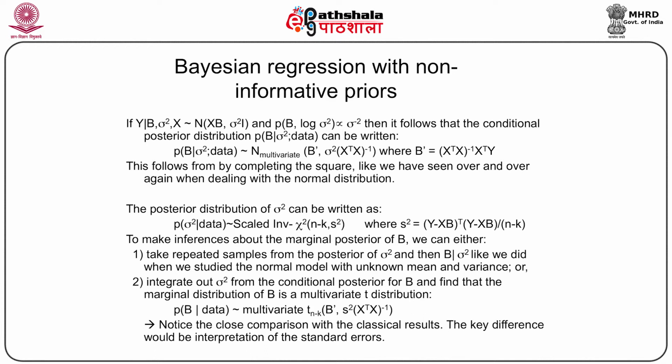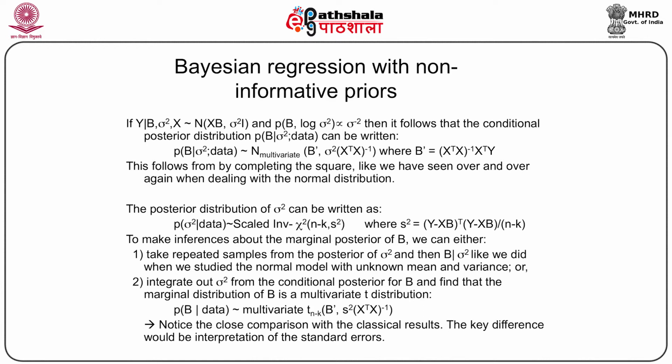The posterior distribution of sigma square, p of sigma square given data, is scaled inverse chi-square with degrees of freedom n minus k and s square, where s square is the residual variance, (y minus xb) transpose (y minus xb), divided by n minus k.